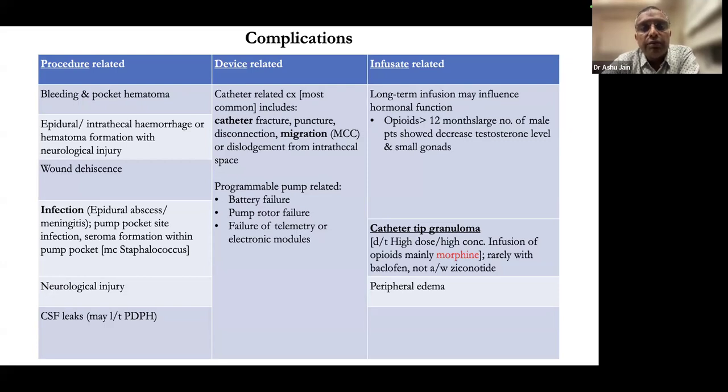Then there are device-related complications, where it can be catheter fracture. As I told you, it should be straight, should not be at a 90-degree angle. You can puncture the catheter; there can be disconnection, migration, battery failure, pump rotor failure, failure of temporary electronic modules. If battery failure or pump failure happens, the company replaces it for free. But these are important things, so your patient needs constant monitoring.